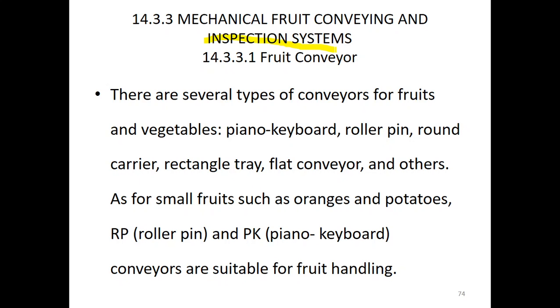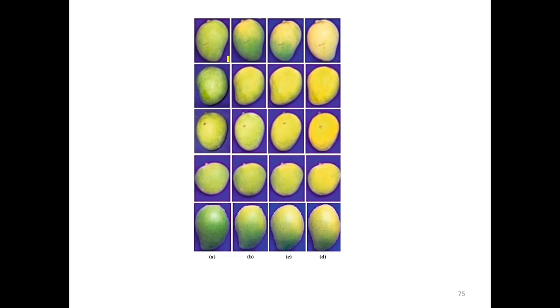for inspection system on the flow conveyor. So they say there are several types of conveyor for fruit and vegetable: piano keyboard, roller pin, rung carrier, rectangle tray, flag conveyor, and many others. And for small fruit, such as oranges or potatoes, roller pin and piano keyboard conveyors are suitable for fruit handling.